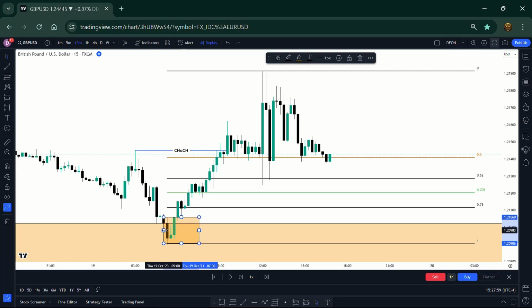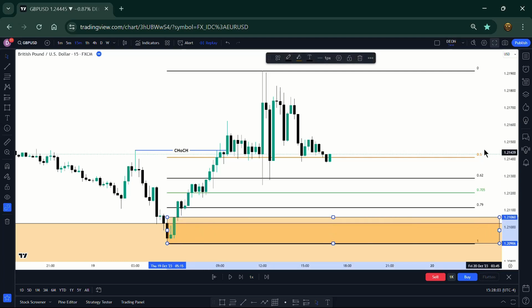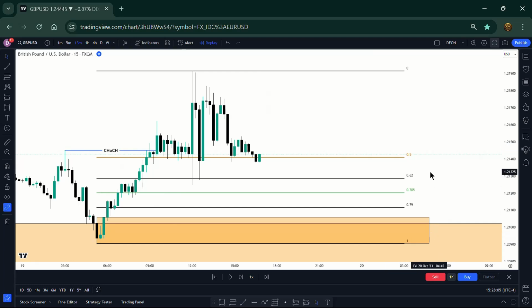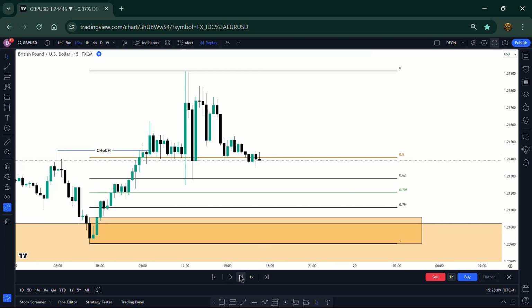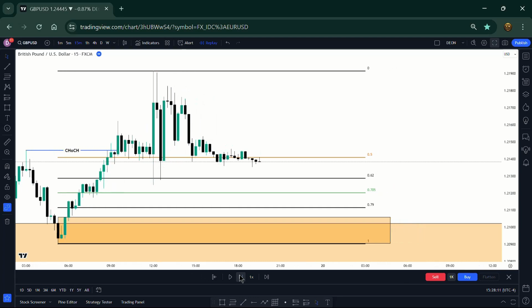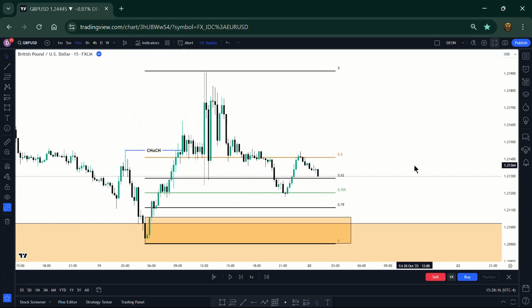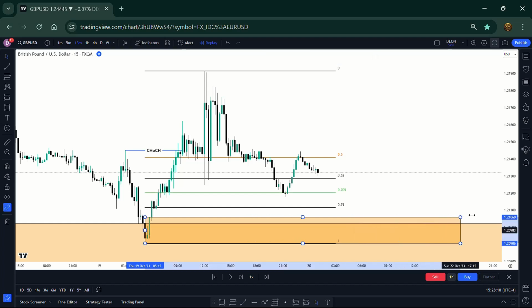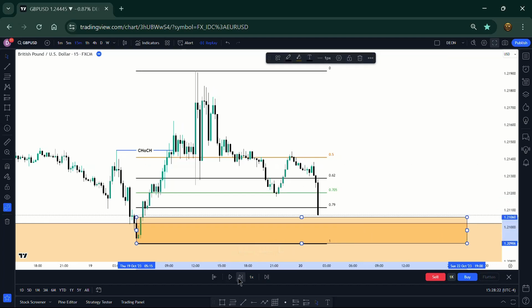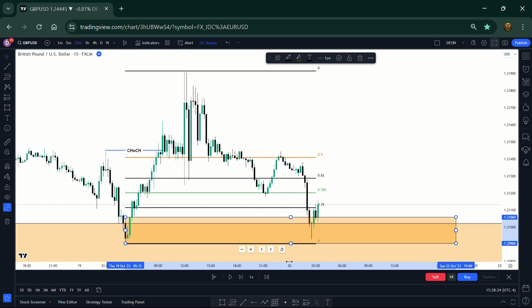Okay, so do not force POIs. If the POI is not there, don't force it. If the POI is not there, don't force it. Just let it play out. There's no need to rush. Okay, looks like it's still going. Okay, so this has been touched here.